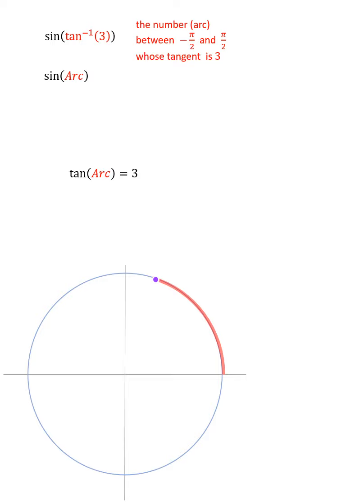So now I have this image of what my arc looks like. It terminates somewhere in quadrant 1. I don't know exactly where. Remember, my goal is to find the y-coordinate of that terminal point. That's the ultimate goal of this problem.